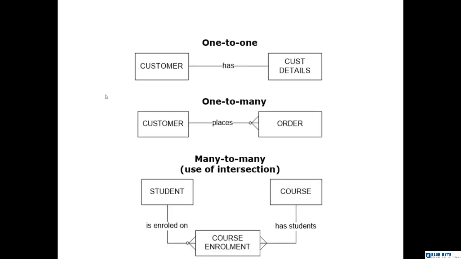This is now the relationship types. We have one-to-one, one-to-many: a customer places many orders, many-to-many: students are enrolled. The course enrollment has student courses. So students can enroll to more than one course. And the courses can hold more than one student. So that's why we have such a relationship, which is many-to-many.